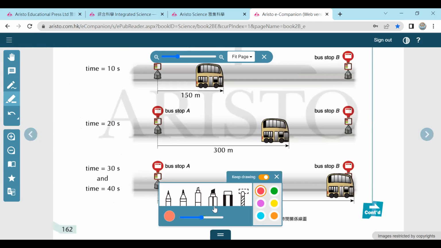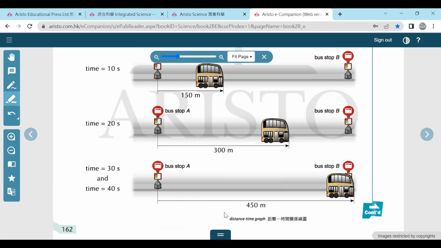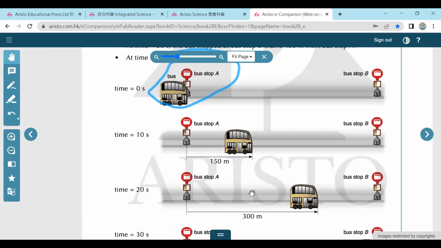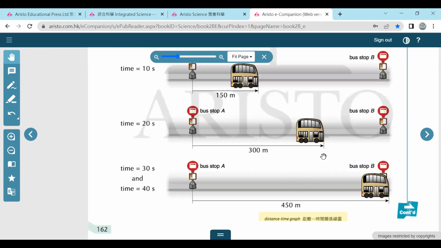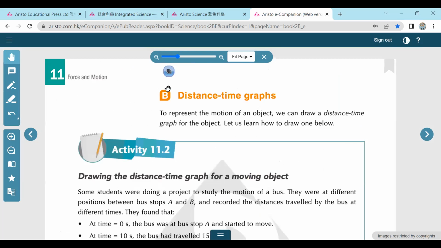We call this a distance time graph, which means 距離時間關係線圖。咁就知道，咦，原來佢由幾多分鐘開始或者幾多秒開始行咗幾多距離去到邊度，咁就用呢個距離時間關係線圖去表示嘅。Distance time graphs, okay?